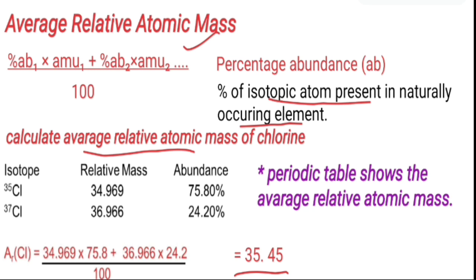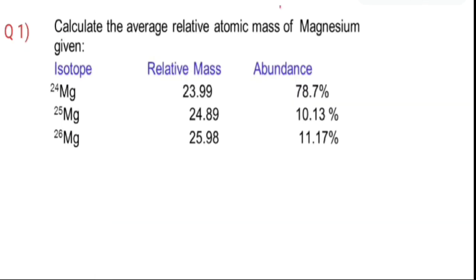What type of relative mass is this? This is the average relative mass, so we can write Ar here. This is the average relative mass of chlorine. The periodic table shows the average relative masses of the elements. Now, this is a question for you children. Please solve it and write the answer in the comment section.